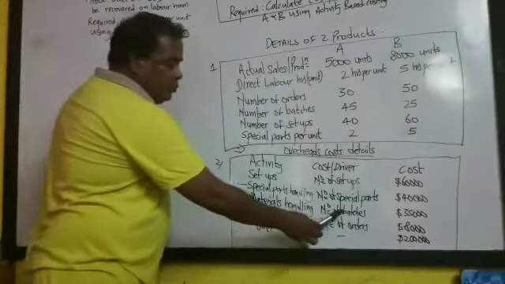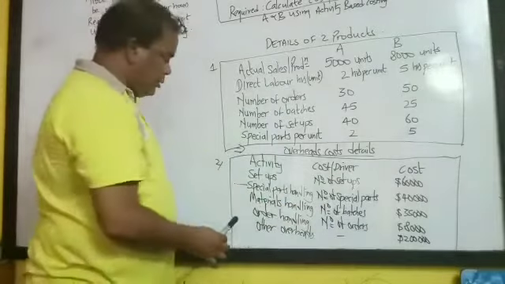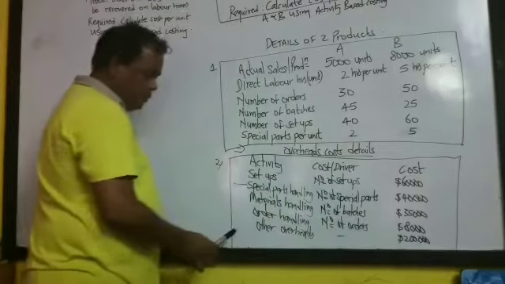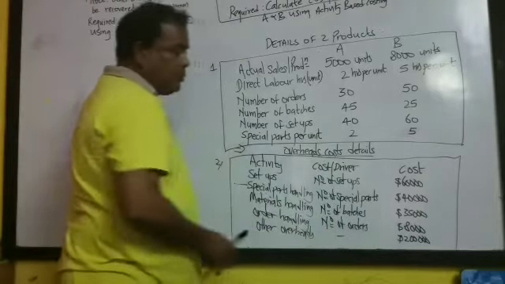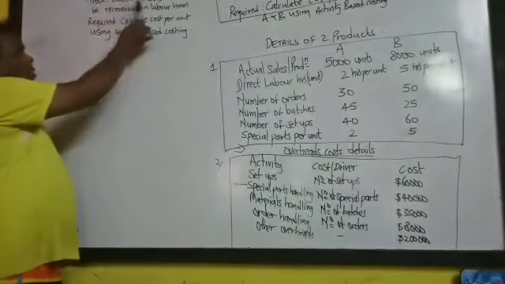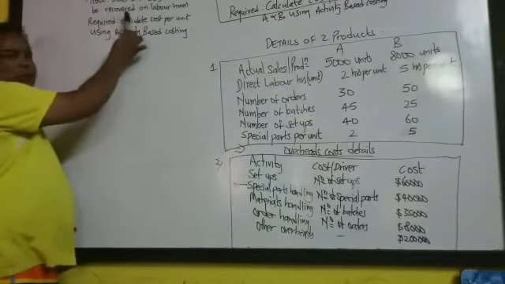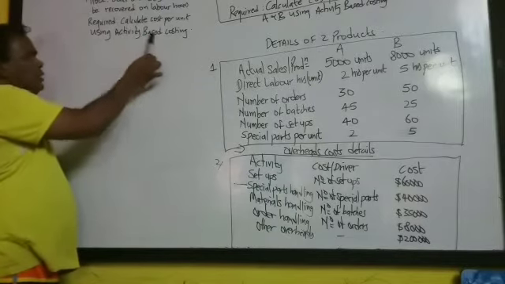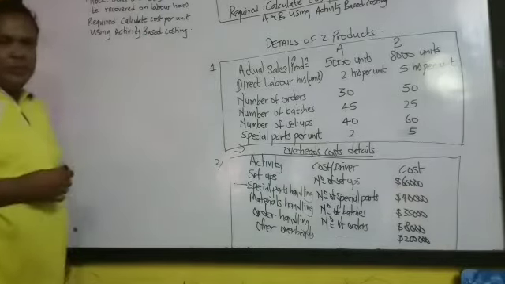Material handling, number of batches, 35,000. Order handling, number of orders, 8,000. Other overheads, 200,000. Note, other overheads would be recovered on labor hours required. Calculate cost per unit using activity-based costing.